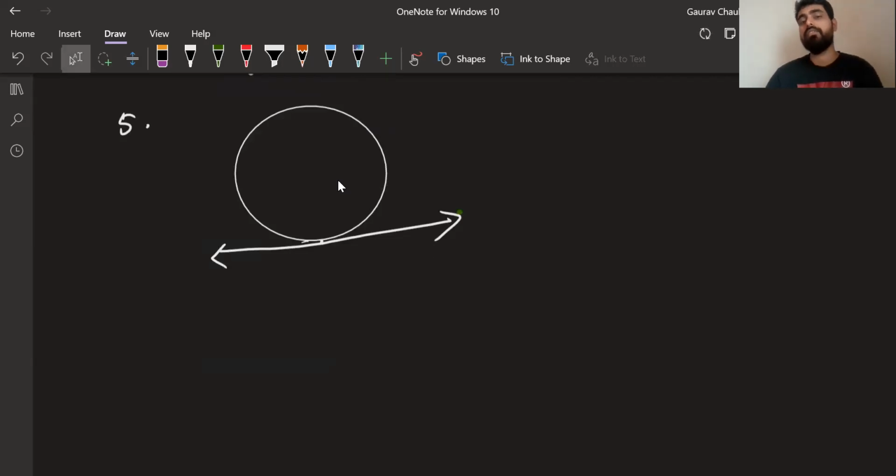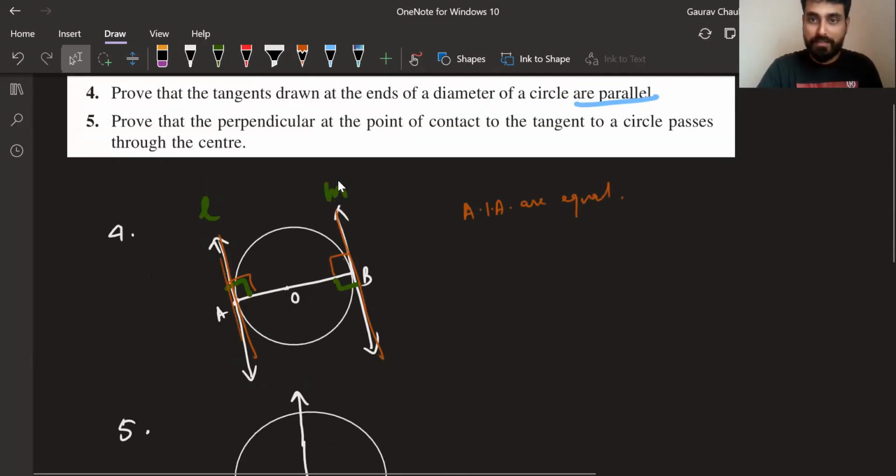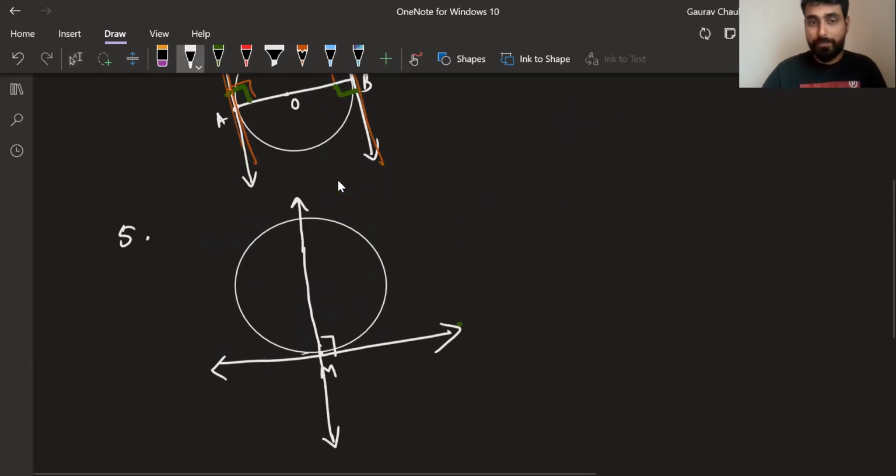They're saying if we draw a perpendicular at the point of contact M here, this perpendicular will pass through the center is what we have to prove. Will pass through O. We don't know whether it will pass through or not, they're saying, and we have to prove that it will pass through O.